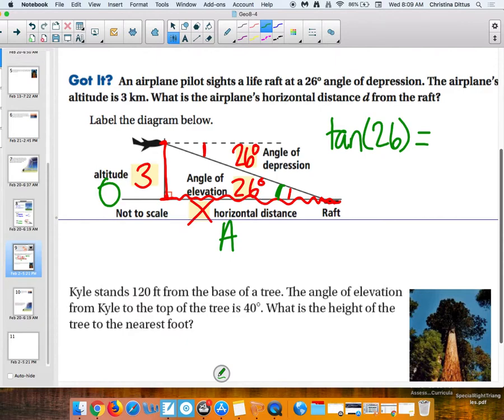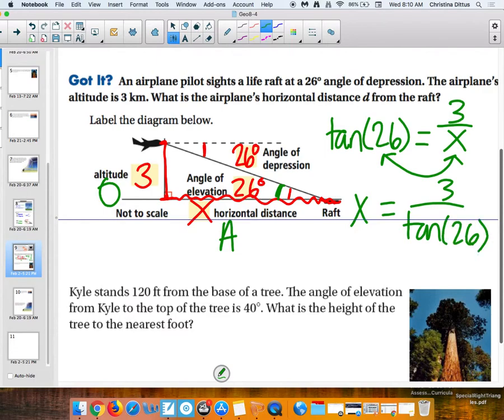3 over X or X over 3? 3 over X. Good. How do I deal with X on the bottom? Divide. Multiply. Yeah, you can multiply by X and divide by tangent, or, as I like to do, swap them. X is 3 divided by tan of 26.